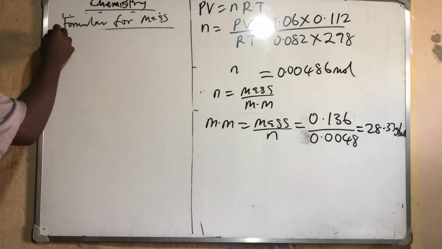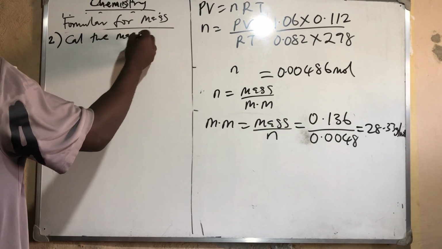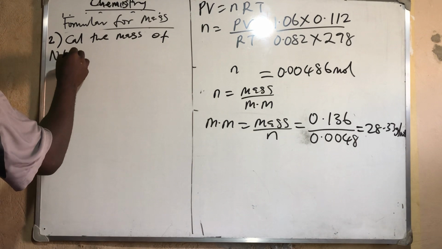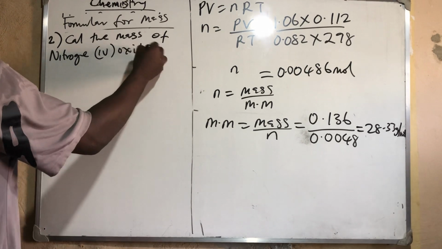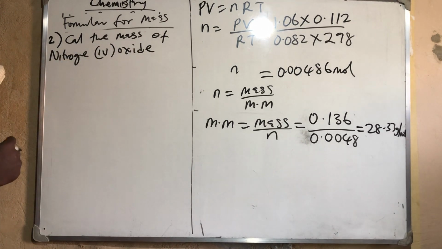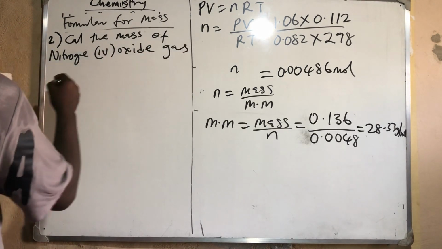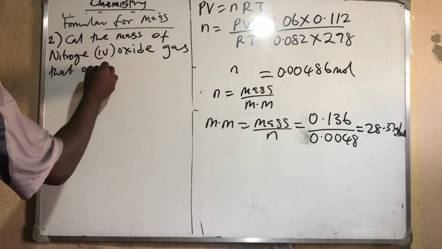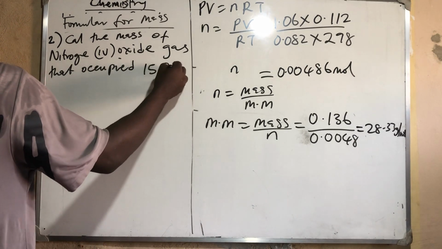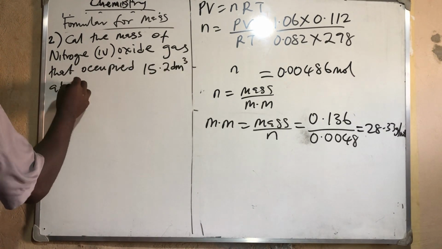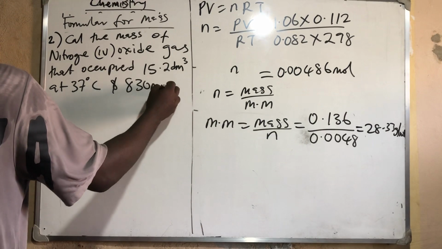Number two question said calculate the mass of nitrogen 4 oxide, that is NO2. I hope you know nitrogen 4 oxide. Calculate the mass of nitrogen 4 oxide gas that occupied 15.2 dm cube at 37 degrees Celsius and 830 millimeter mercury.